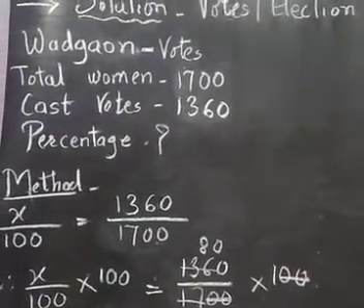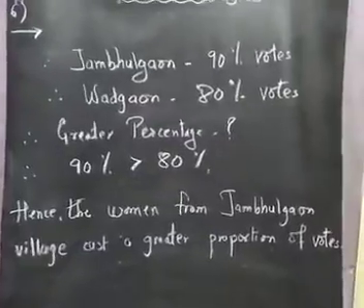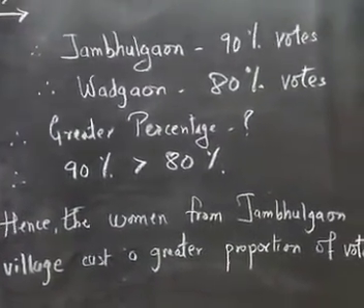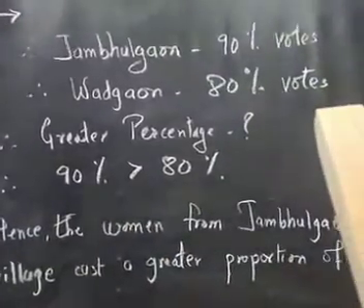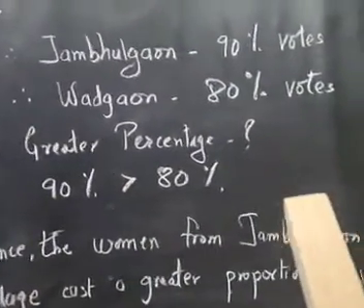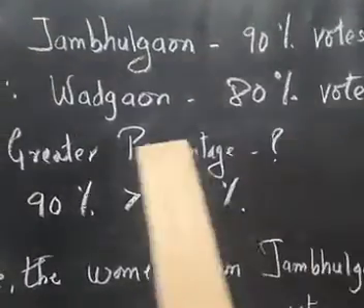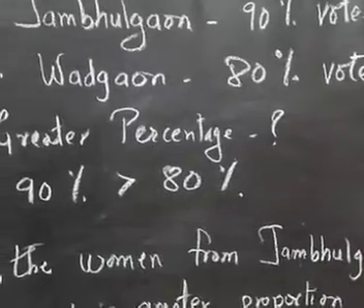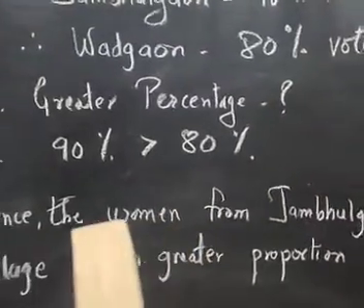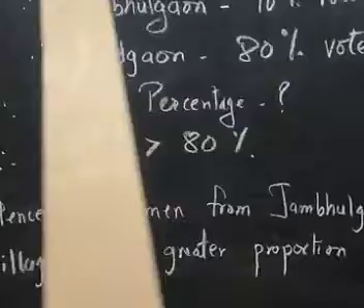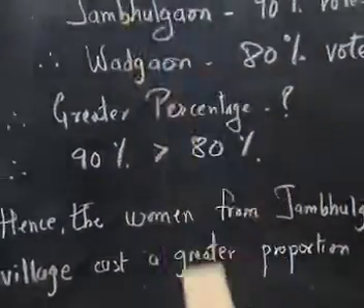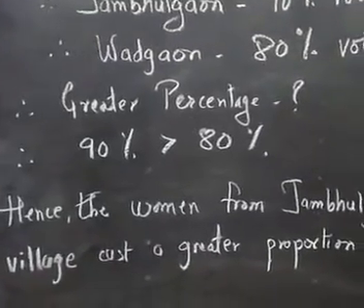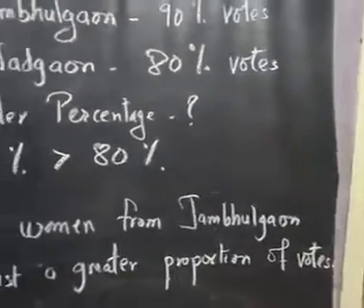Okay, so now let us find out the comparison and find out which village has given more percent of votes. Let us find out the greater proportion by comparing both the numbers of Jambulgaon and Vadgaon. Jambulgaon 90% votes and Vadgaon 80% votes. By seeing the numbers, we come to know that the women from Jambulgaon have cast more votes. So 90% is greater than 80% means Jambulgaon is greater than Vadgaon. Okay, so let us write, hence the women from Jambulgaon village cast a greater proportion of votes.